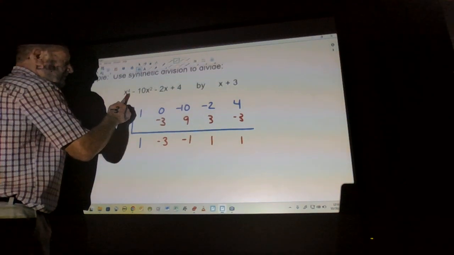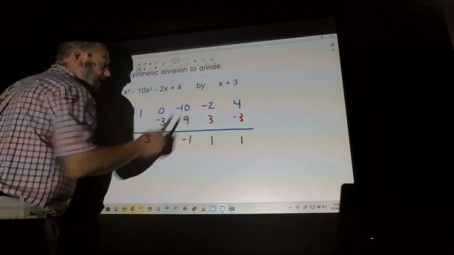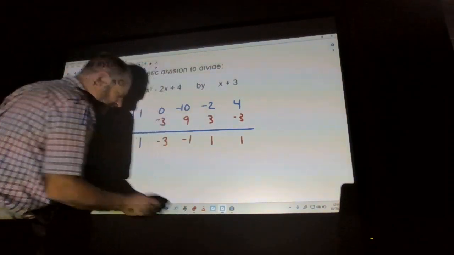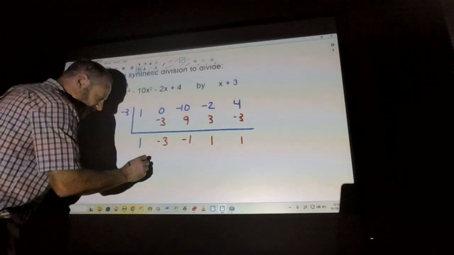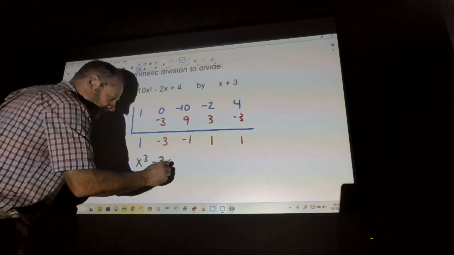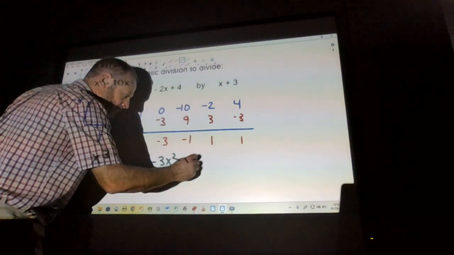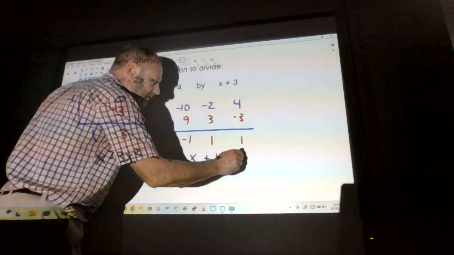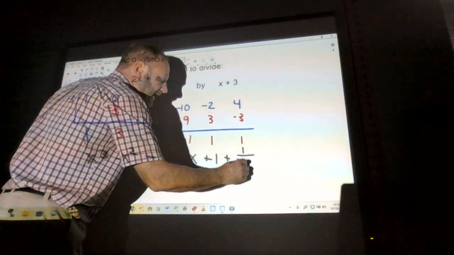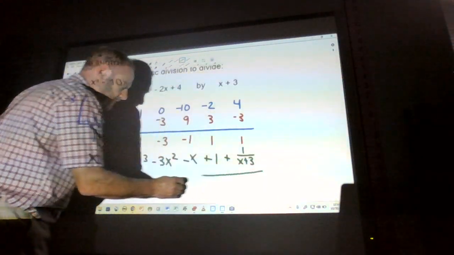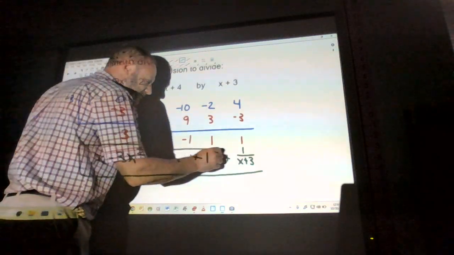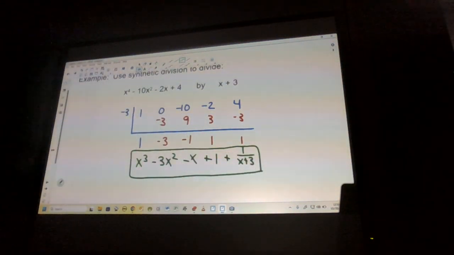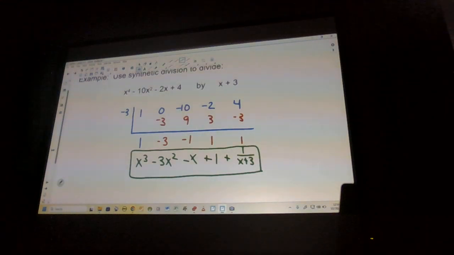Well, I took an x to the fourth, a degree 4, and divided it by a degree 1, so this is going to be degree 3, which means this is going to be x to the third minus 3x squared minus x plus 1, plus my remainder, which is 1 over x plus 3. I could do it by long division, but in this case, you can do it quick and easy using synthetic division.